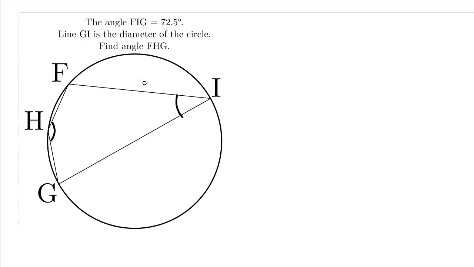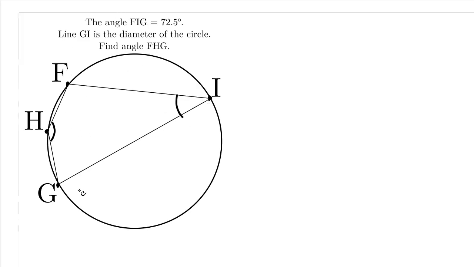Now, before I start, I forgot to mention in the previous question, in case you didn't know, a cyclic quadrilateral is one whose vertices all lie on the circumference of the circle, which in this case is F, I, H, and G. All of the four vertices lie on the circumference, which makes this a cyclic quadrilateral. So, going back to the question, the angle FIG is 72.5.